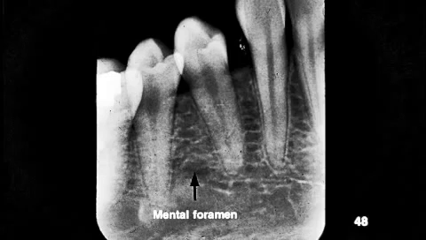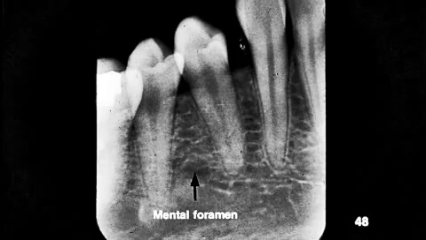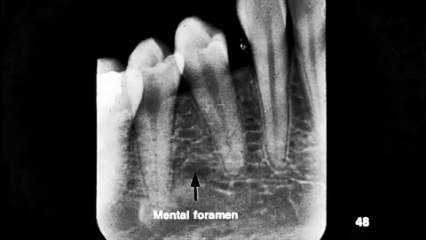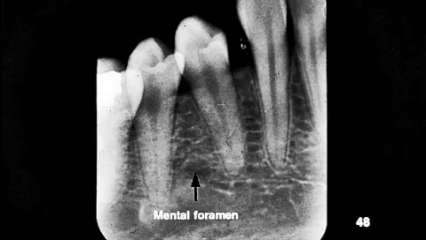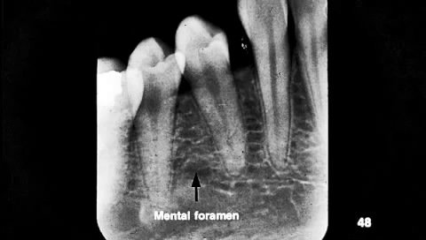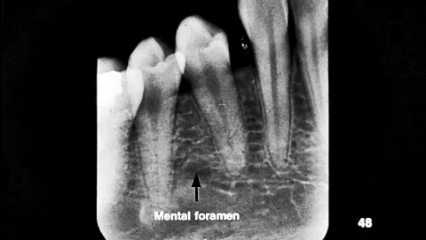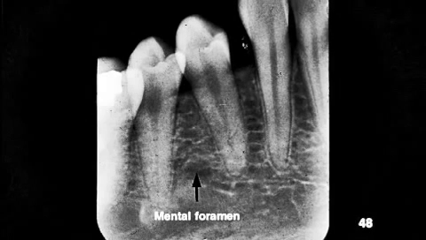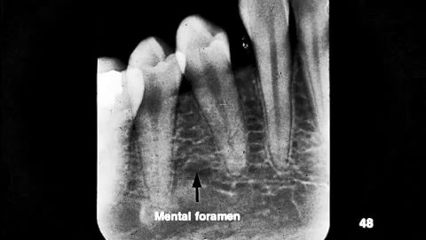Between the premolars is the radiolucent mental foramen. Sometimes it can even appear at the apex of a tooth and look like an abscess. To differentiate it from an abscess, another view would be looked at, and if the radiolucency moves, it is anatomy. If it's fixed, it's pathology.